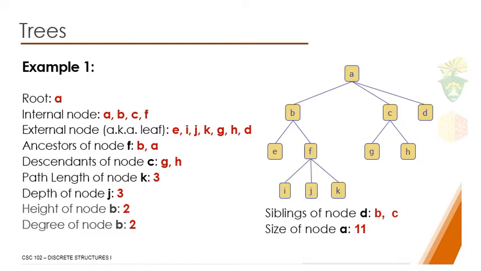So to solve, obviously the root of our tree is node A. The internal nodes, including node A, are the nodes that have children. So that's A, C, B, and node F. And then our external nodes, or leaves, are the nodes that have no children. So that's E, I, J, K, G, H, D.